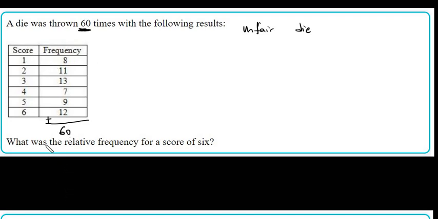So, the question: what was the relative frequency for a score of 6? We have to see the frequency for 6. It is 12, as you see. So, what is the total number of frequency? It is 60. 12 over 60, you can divide both numerator and denominator by 12, and you'll get 1 over 5. It is the relative frequency for a score of 6.